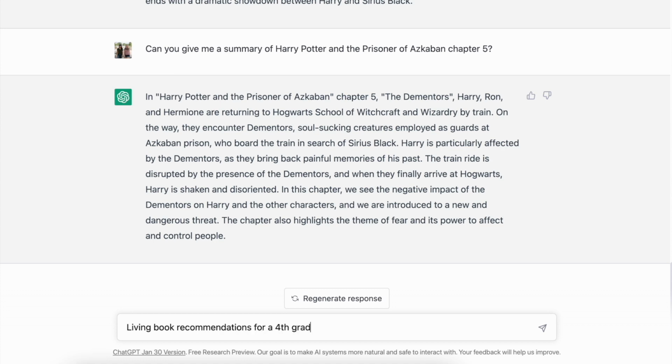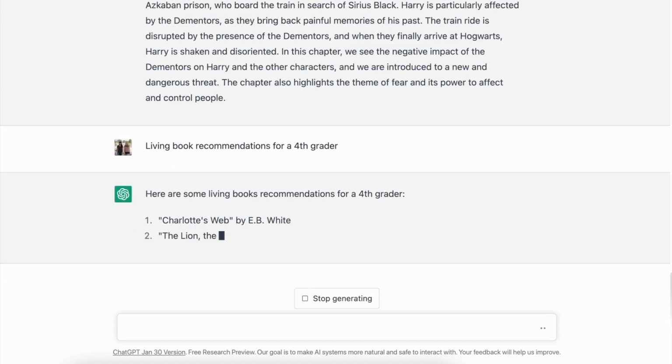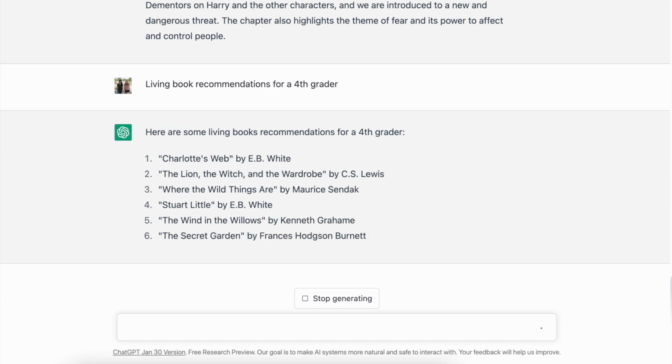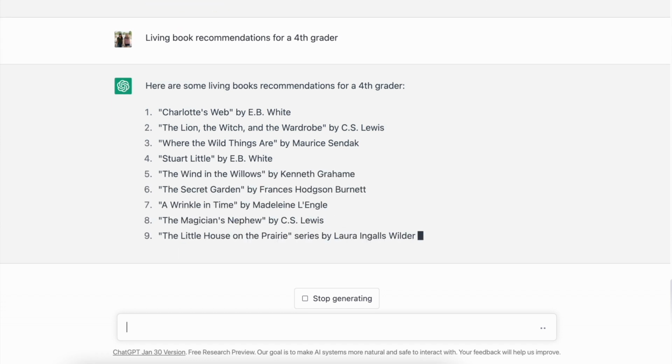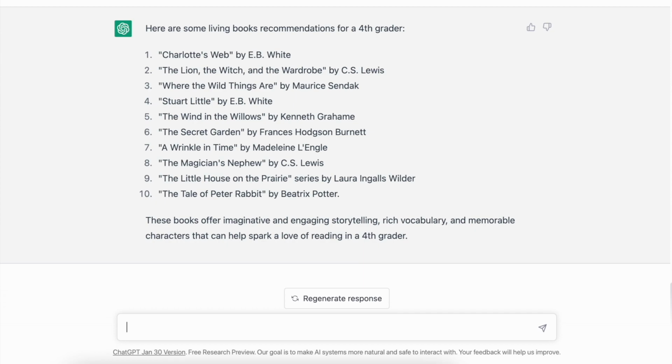Now, if your child just absolutely loves to read and you're having a hard time coming up with books that you want them to read, you can even ask ChatGPT to give you a list of book recommendations. I actually used this recently to see if it could come up with some living book recommendations for my 4th grader, and it gave me a list of things like The Secret Garden, The Lion, the Witch, and the Wardrobe, Charlotte's Web, The Magician's Nephew. I have seen different versions of these on Charlotte Mason type sites that are recommending living books. But I didn't have to go searching the internet. I literally just typed in the question and this list appeared for me.